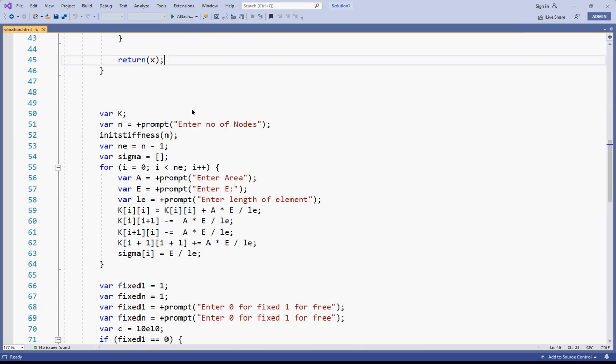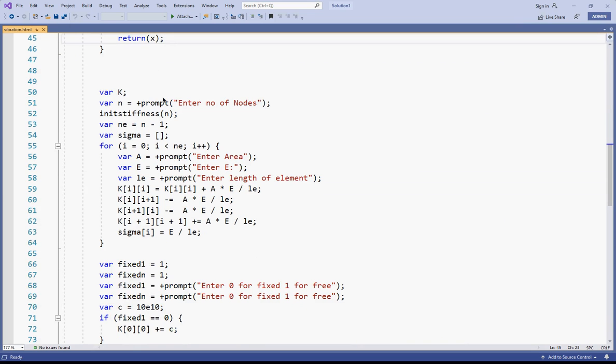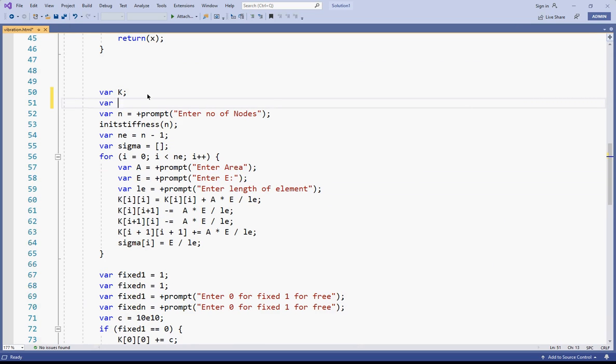So this was a previous program which you might already be having. I just renamed it to some other file. Okay, so here K is the stiffness. So I require a mass matrix, and I call it mass, as well as a stiffness matrix.